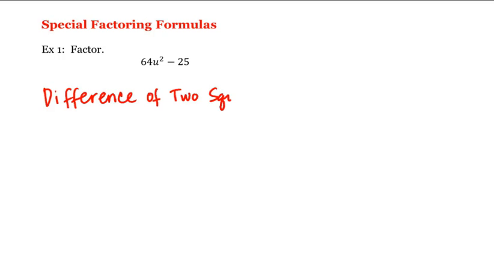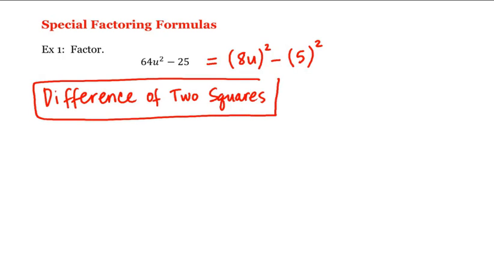Let's work with special factoring formulas here. For example, let's factor this expression. Now, this is what we call the difference of two squares. In other words, this is actually equal to (8u) squared minus 5 squared. So it's the difference of two squares. And in this type of situation, there's a special formula that can help us factor this.